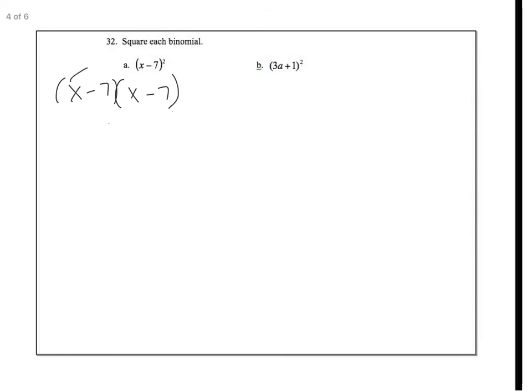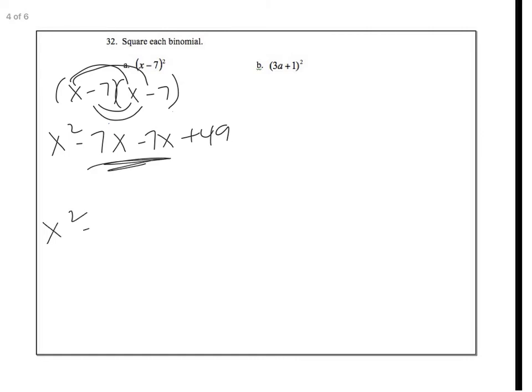So then I could start distributing. X times x is x squared. X times minus 7 is minus 7x. Negative 7 times x is negative 7x. Negative 7 times negative 7 is a positive 49. These go together. So x squared minus 14x plus 49 is the correct final answer.